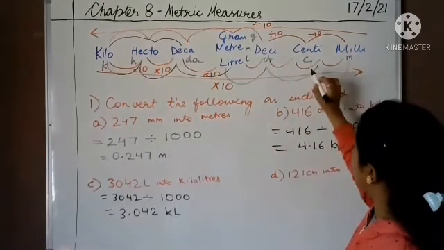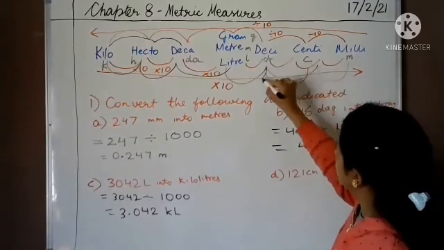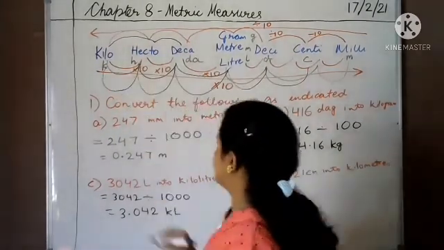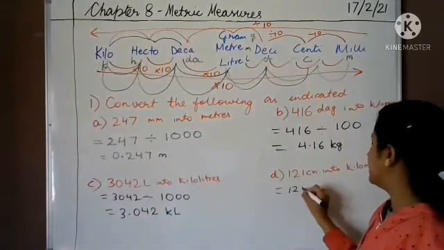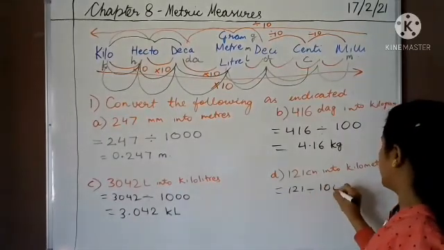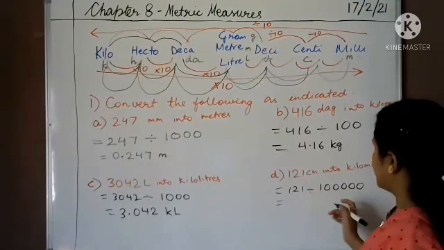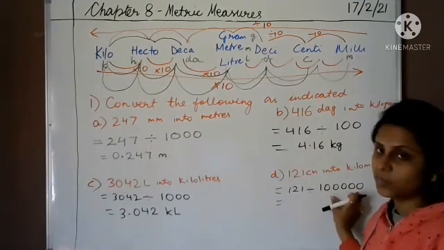We have to go very far, no problem. 1, 2, 3, 4 and 5. So 121 needs to be divided with 1 followed by 5 zeros. Okay? So what will be the answer? Number of decimal places should be 5.